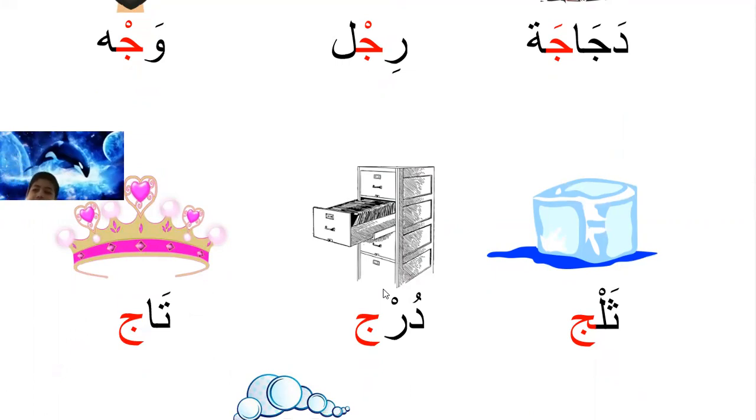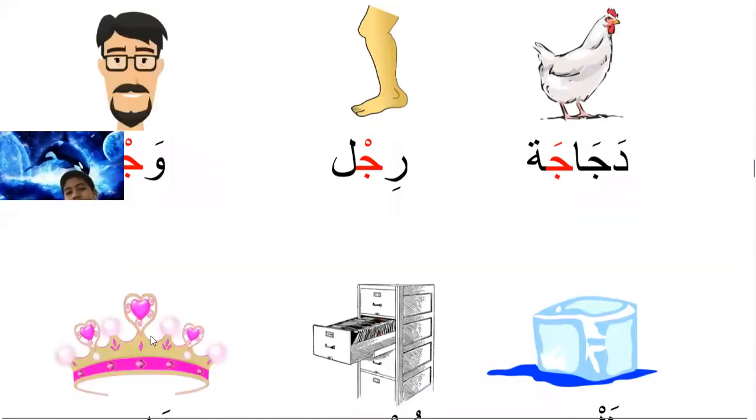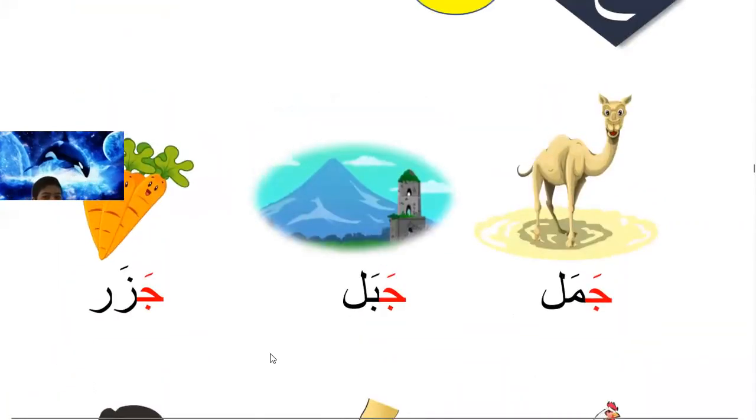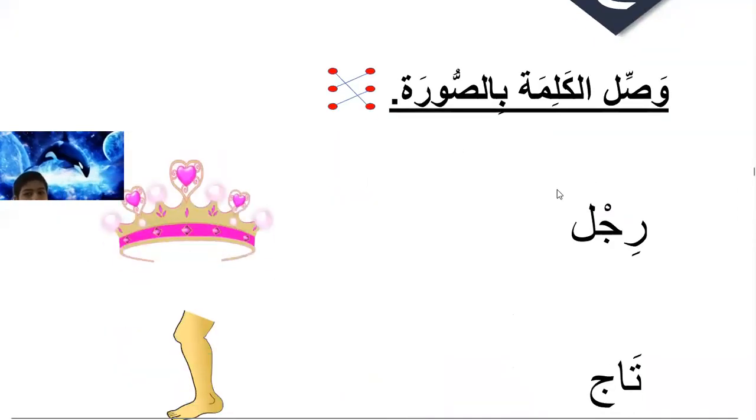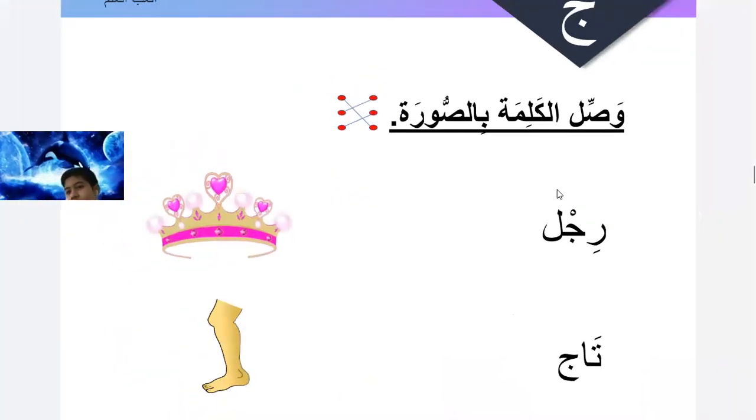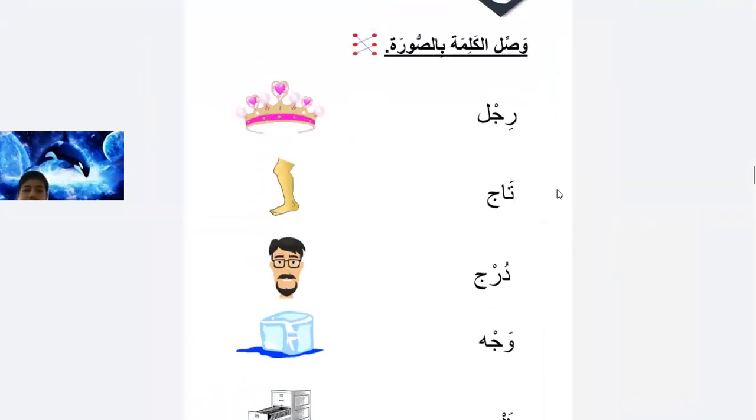The locker. Yeah, locker. Taj. Taj. Crown. Crown. Good. Okay. Next we have wasil al kalima bis sura. Join the word with the picture, the matching.